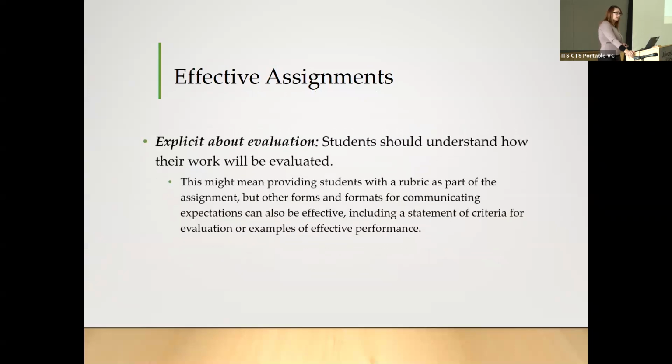Explicit about the evaluation. How are they going to be evaluated? How are they going to be assessed? What's the tool? What's the exam? Is it a rubric? Can they get their eyes on these things? The transparency that's important for faculty within the assessment process at the university is also important for students within their courses and their programs.